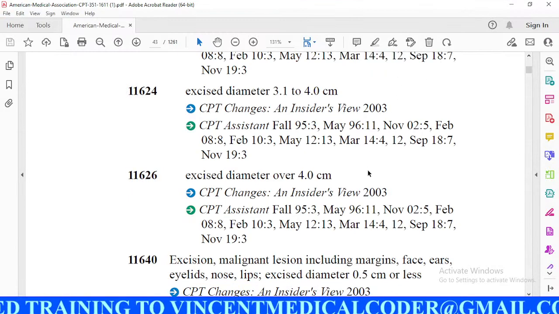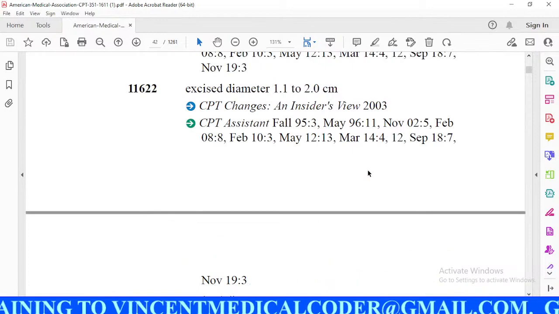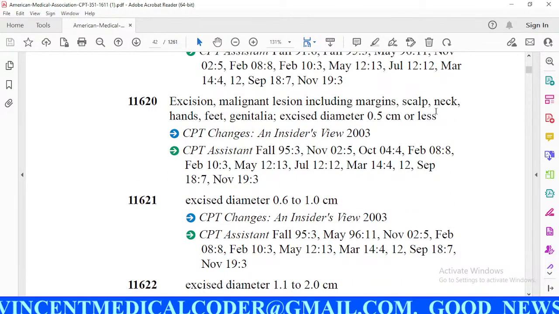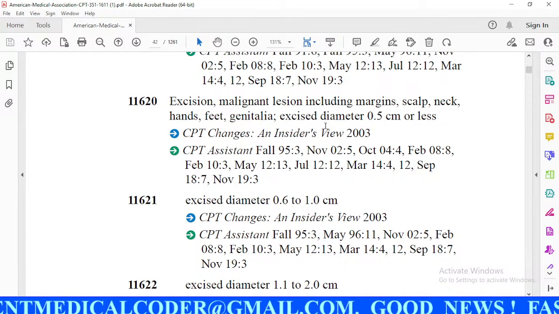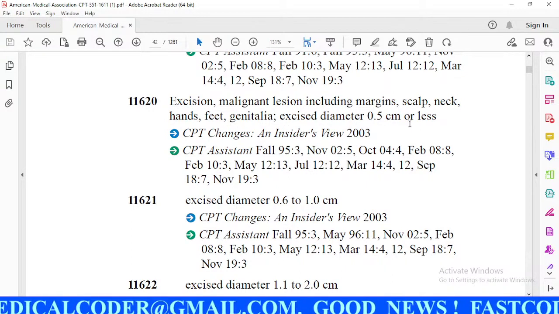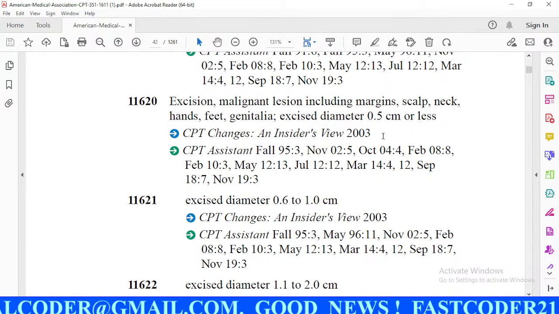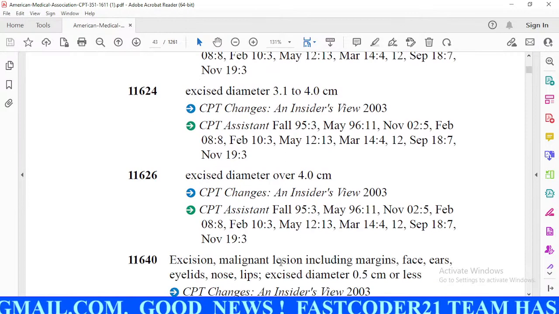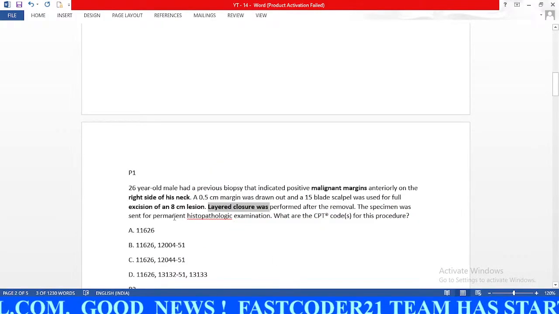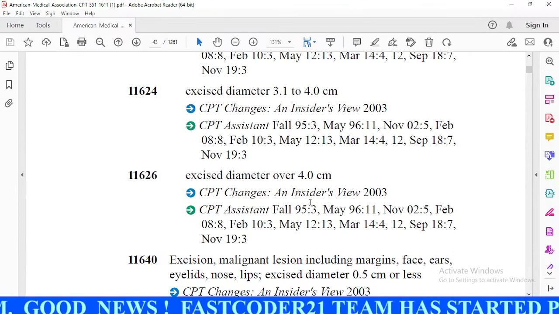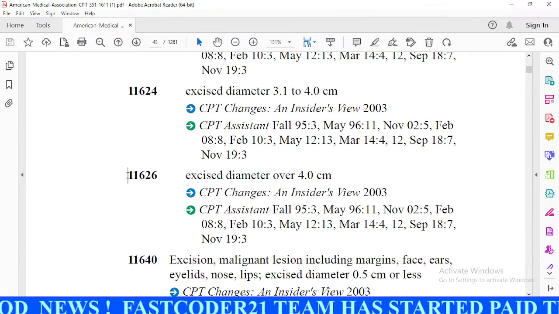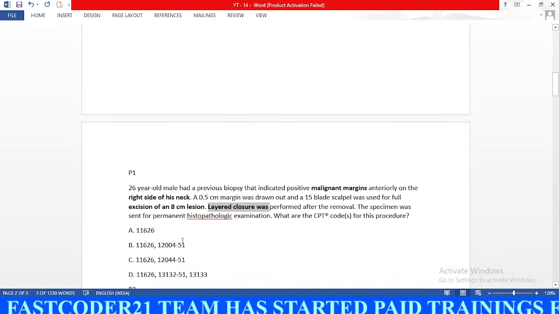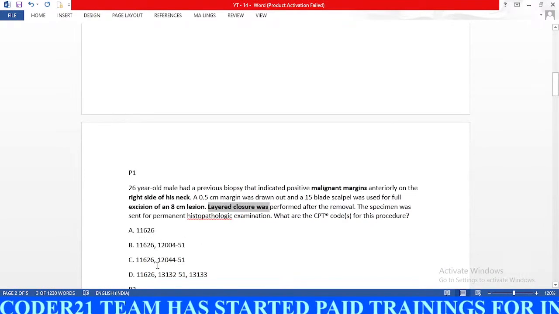So what is this? 11626 is for excision, malignant lesion including margin, scalp, neck, hands, feet, genitalia, excised diameter 0.5 centimeters or less. Based on our question, our malignancy size is more than 4 centimeter, so we can code 11626 here. So our primary code, 11626, is correct.